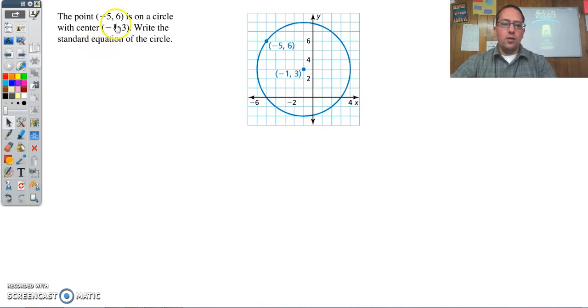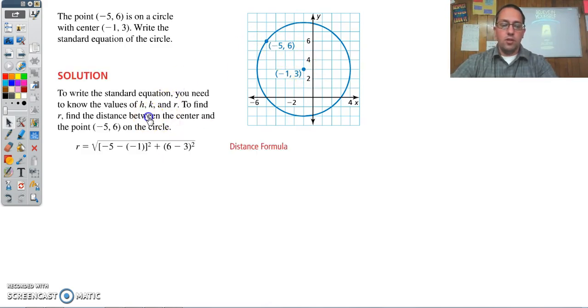So what we're going to do here, we have the point negative 5, 6, which is on this circle. We have the center at negative 1, 3, right there, and we need to come up with the standard equation of this one. Well, we've got the center, so we've got h and k, we just need the radius. And to come up with the radius, we're just going to find the distance, use the distance formula here.